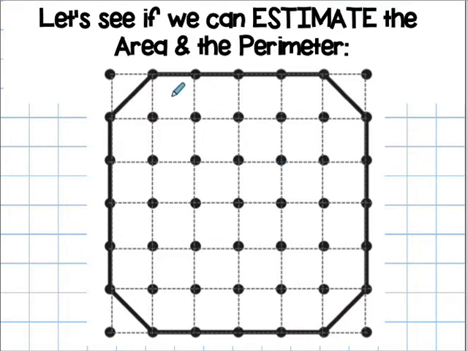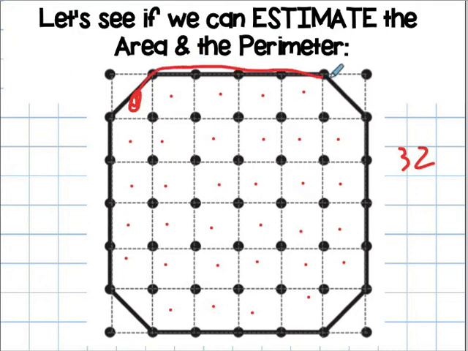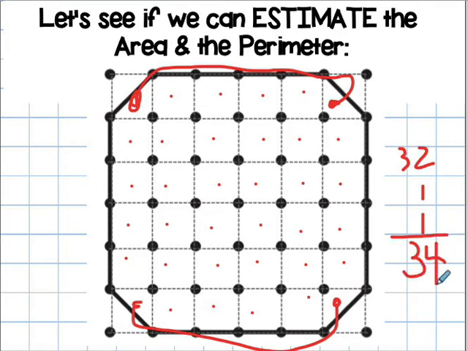Let's try another one. Here we've got 1, 2, 3, and so on up to 32 whole squares. So let's keep that in mind, 32. And then we've got this partial square, which can combine with this partial square to make one more. And this partial square can combine with this partial square to make one more. So our total estimated area, remember this is an estimate, so we're doing our best, is 34.